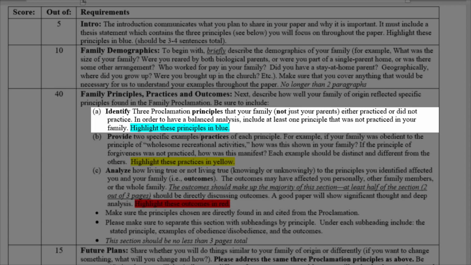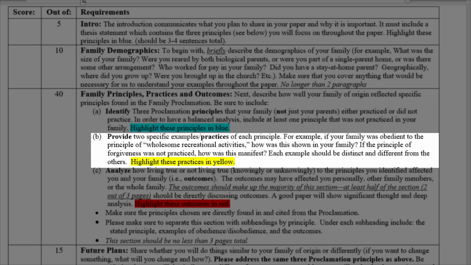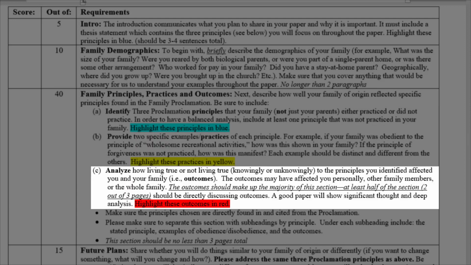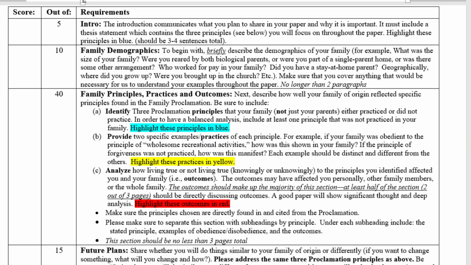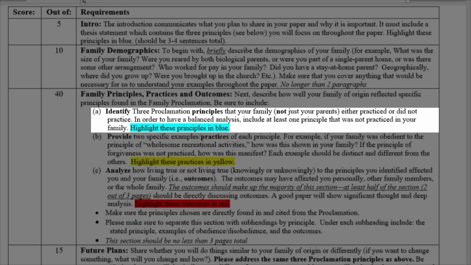First, a principle from the proclamation highlighted in blue. Second, 2 examples highlighted in yellow. And third, an analysis highlighted in red. Use paragraphs to organize these parts. The first paragraph is for the principle and is straightforward. Just state what it is in a brief sentence.